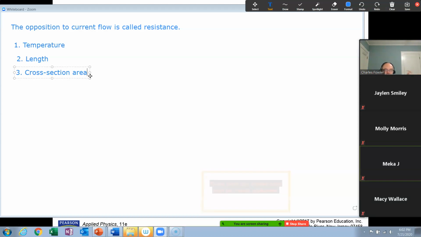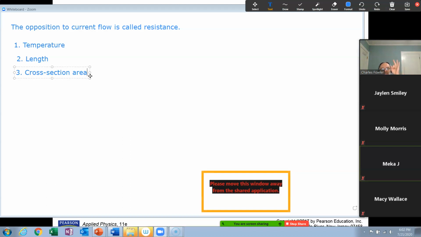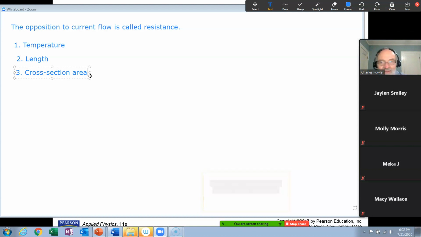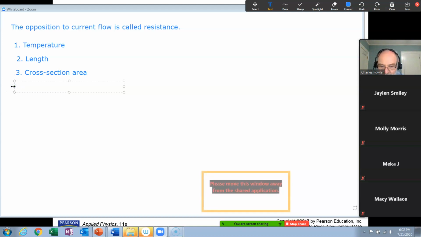Why? You would suck your eardrums out trying to suck the milkshake through the swizzle stick, because the smaller the cross-sectional area, the harder it is to do. The bigger straws, as big as you can get, will make it easier to drink that milkshake, because there's more resistance in the milkshake than there is in hot coffee. So the smaller the cross-sectional area, the more resistance. The larger the cross-sectional area, the less resistance. And then number four is material.